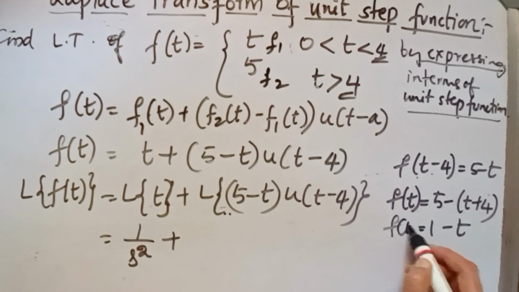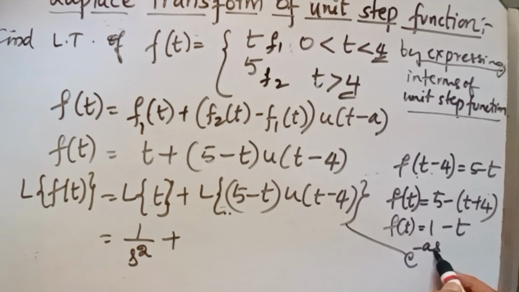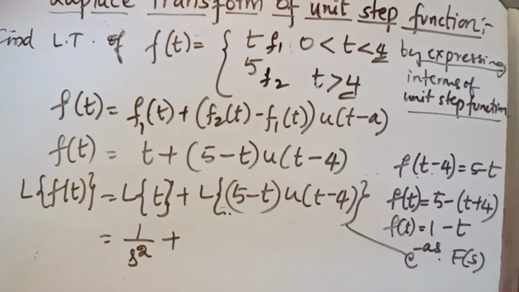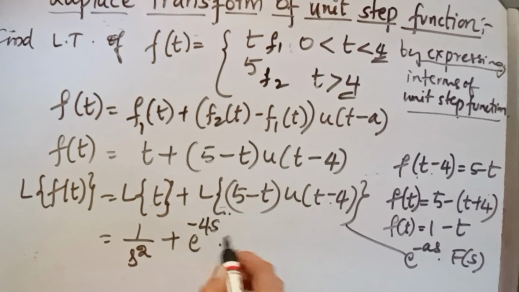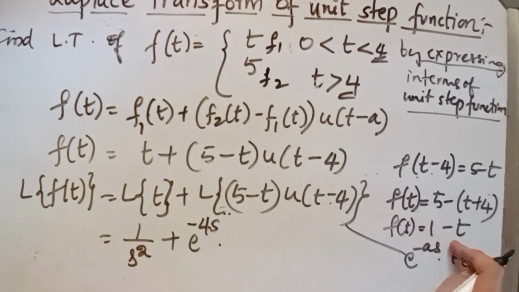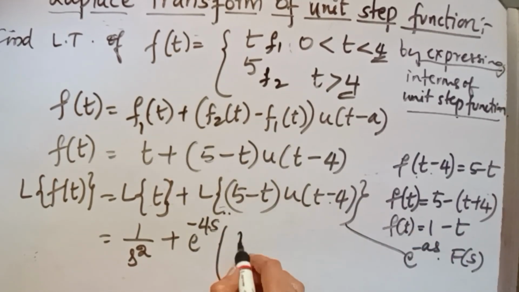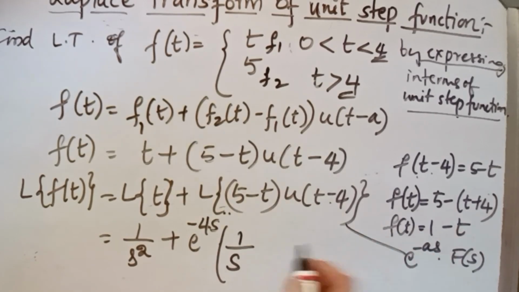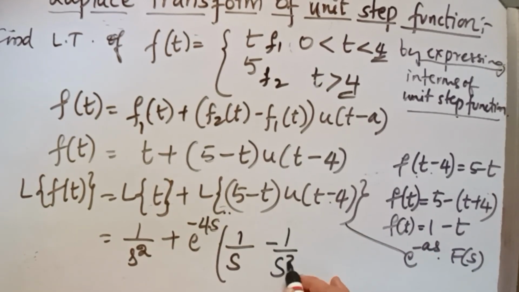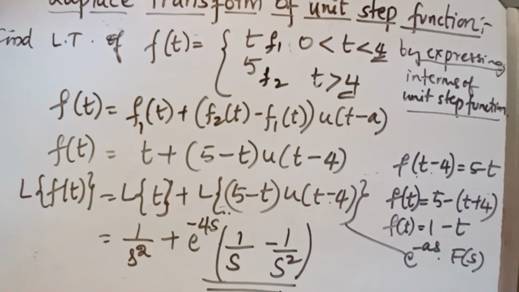What is the formula for this? e power minus as into f of s. So a is 4 here. So e power minus 4s into the Laplace transform of 1 minus t. That is the Laplace transform of 1, which is 1 by s, minus the Laplace transform of t, which is 1 by s square. So this is the Laplace transform of the given function in terms of a unit step function.